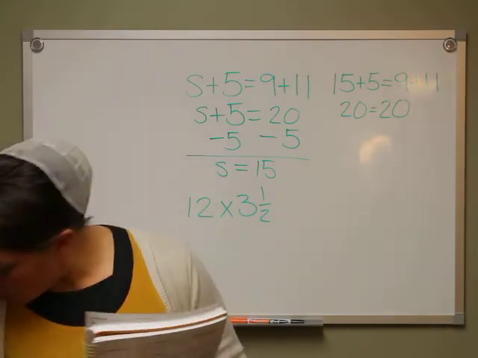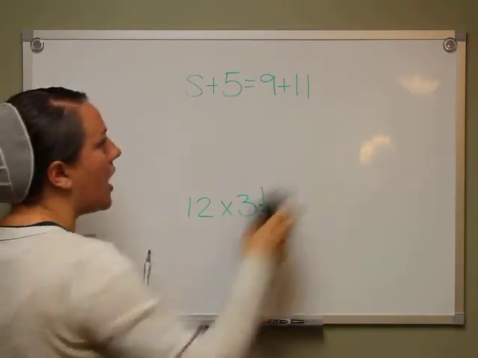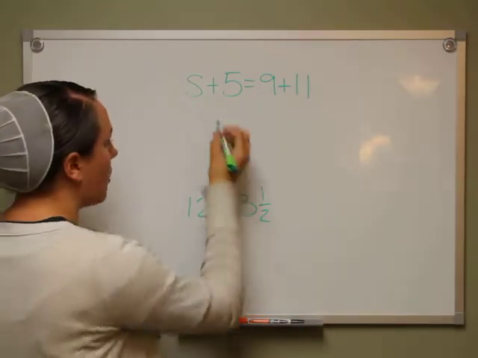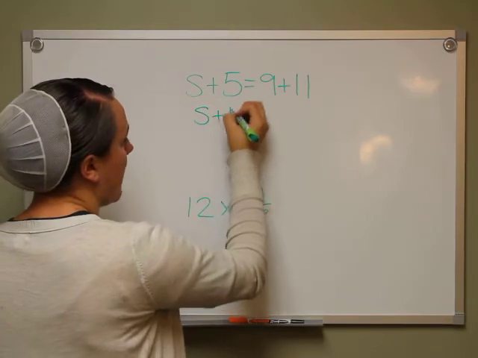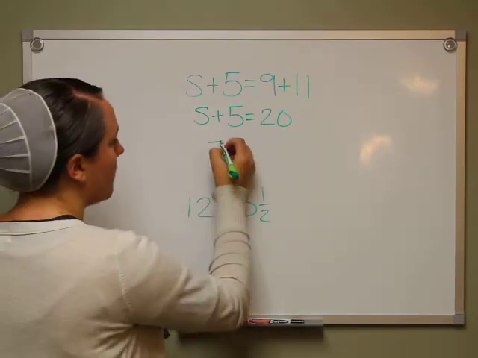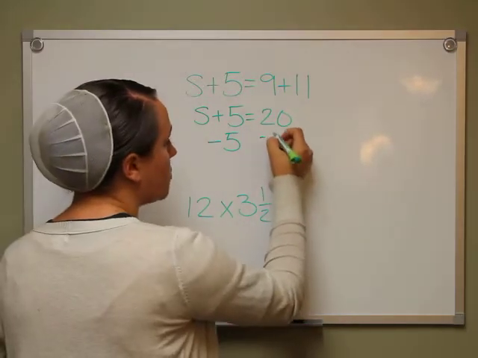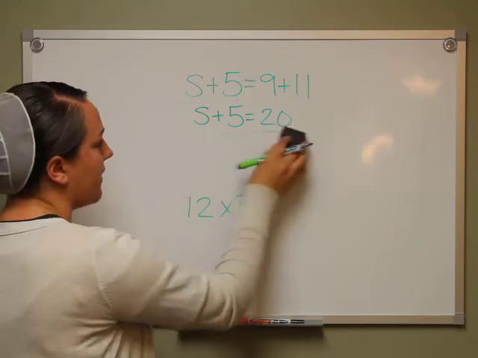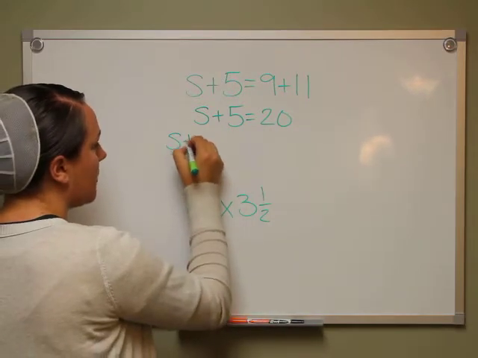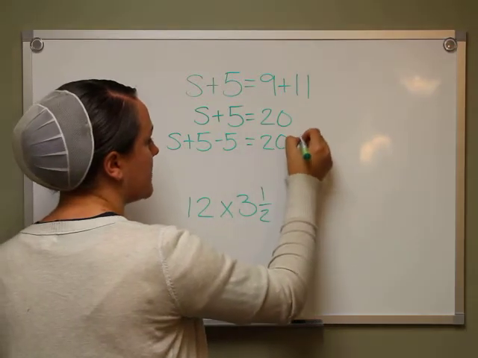Now, in your book, let's look at this equation again. First of all, we solve the side we know. S plus 5 equals 20. Now, in your book, instead of writing minus 5 underneath 5 and writing minus 5 underneath 20, this is how they did it. They went like this. S plus 5 minus 5 equals 20 minus 5.